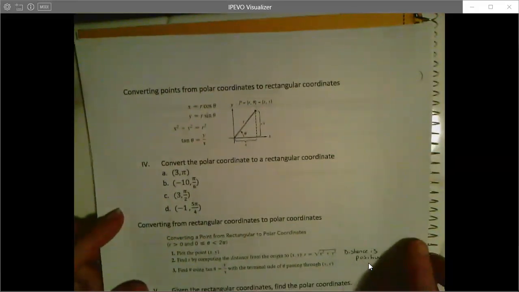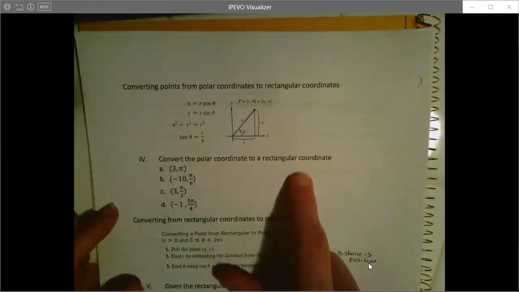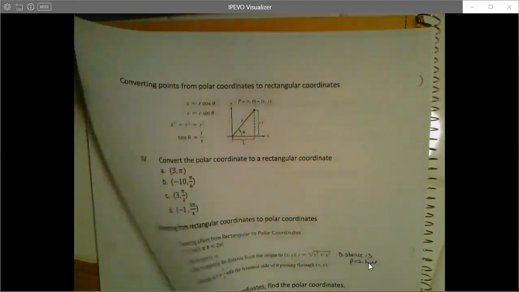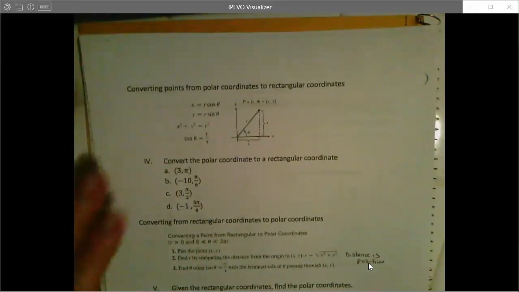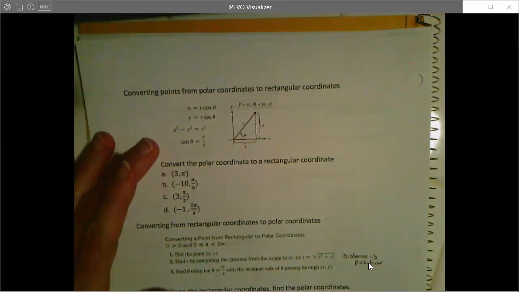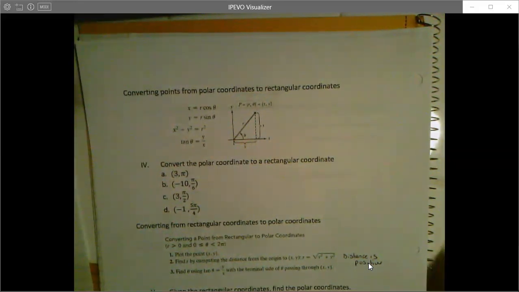Okay, so then some more information about polar coordinates on the back. So what we're doing here is we're converting our polar coordinates to rectangular coordinates. So I want to be able to represent them in terms of an x and a y value on the axis as opposed to the polar axis. The formulas that you see here at the top: x equals r cosine theta, y equals r sine theta, x squared plus y squared equals r squared, and tangent of theta equals y divided by x. We're going to use all of those concepts for these problems.